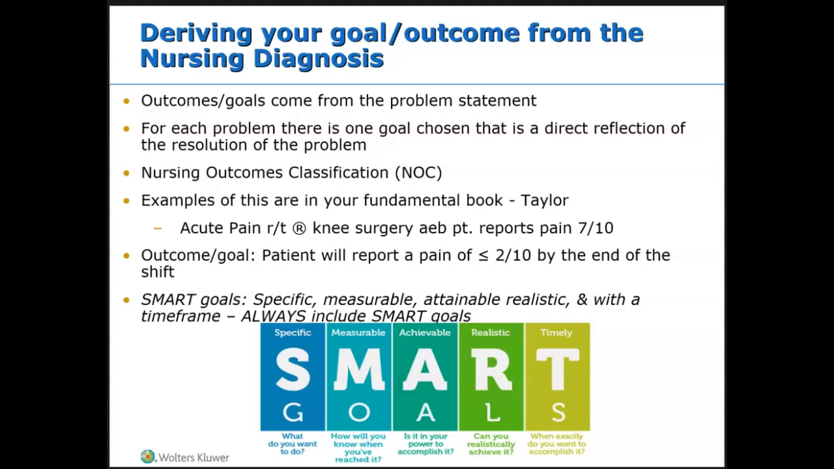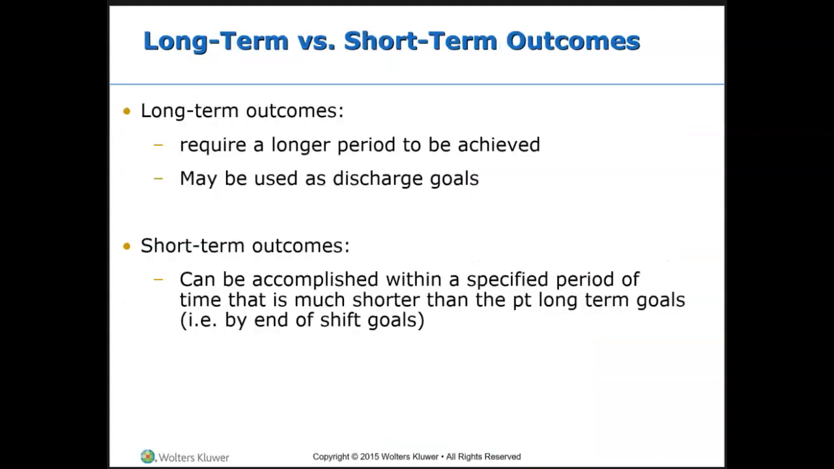This fits all the criteria a good statement needs to have. It is patient specific, measurable, attainable, it's realistic, and it has a time frame on it, right? I want to do it by the end of my shift. Outcomes can be either long-term or short-term, right? So we can have long-term and short-term goals. You'll actually have both. Long-term goals are usually done by discharge. So you want your patient to accomplish this by discharge, right? And then short-term goals are usually within your shift, right?